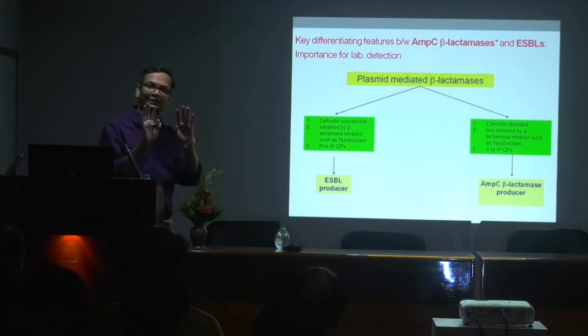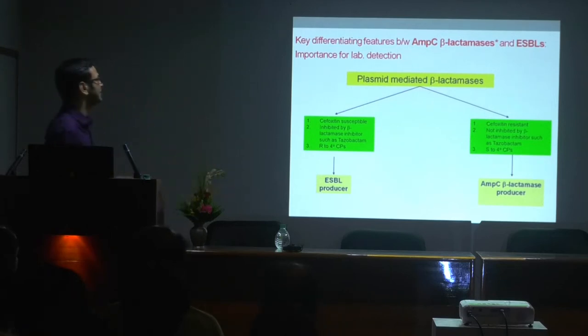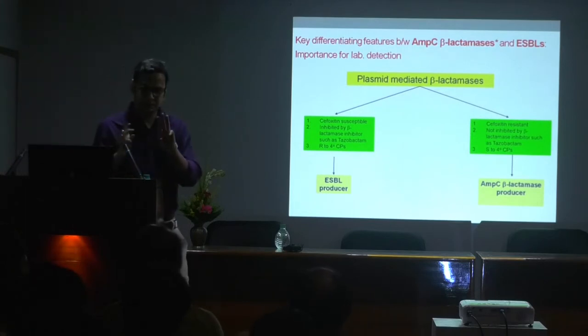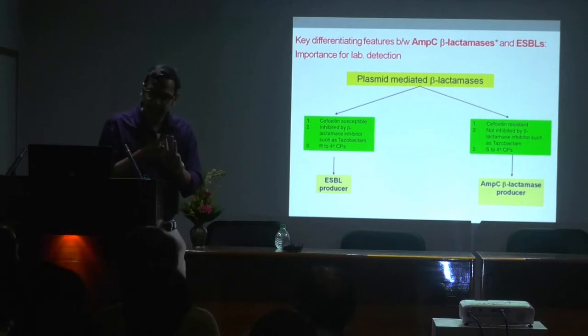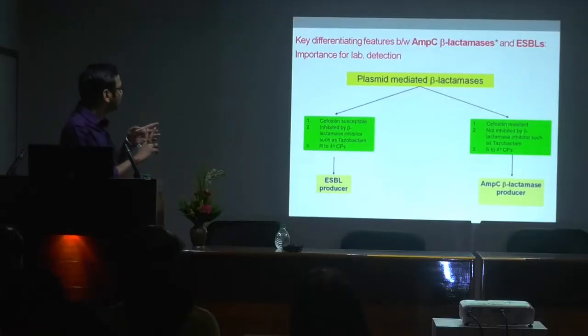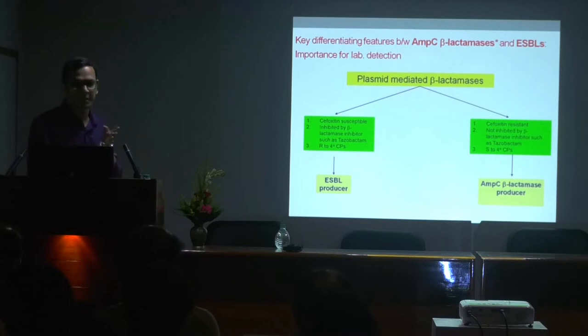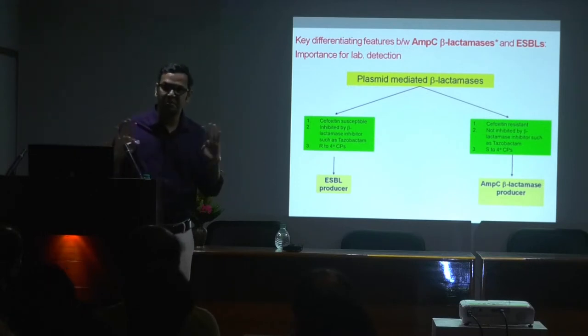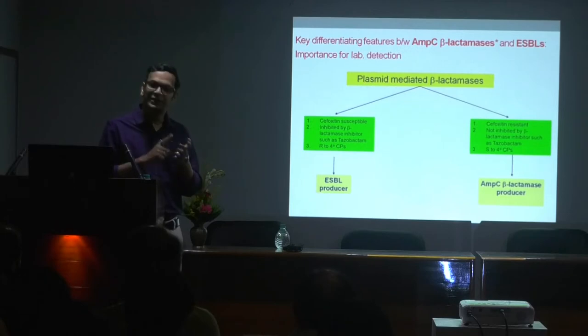So there are three very simple ways to know whether it is an ESBL or AmpC. He has already given a very elaborate talk on it. First, you need three things: one is cefoxitin susceptibility, one is BL/BLI susceptibility, and one is cefepime susceptibility. Now, if it is cefoxitin sensitive, BL/BLI sensitive but resistant to cefepime, it is ESBL. Simple. Now, if it is cefoxitin resistant, BL/BLI resistant, cefepime sensitive, it is AmpC.